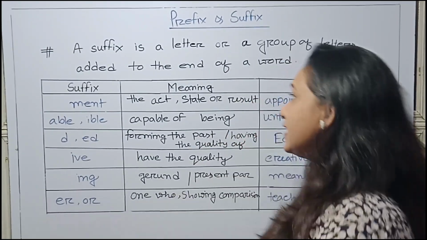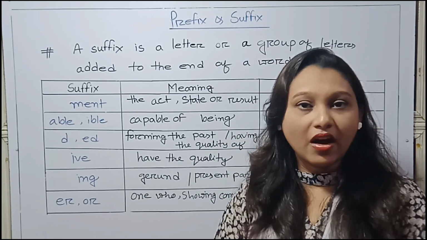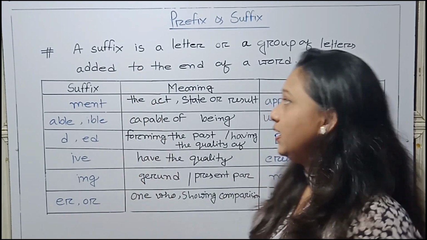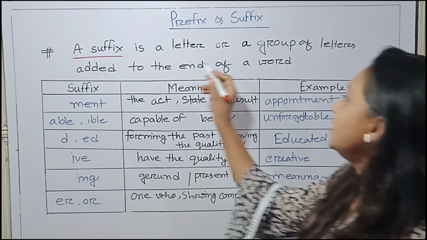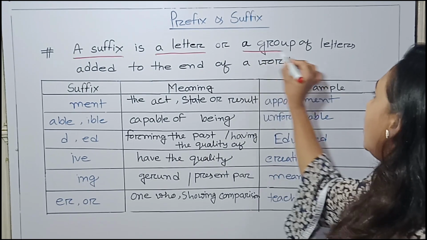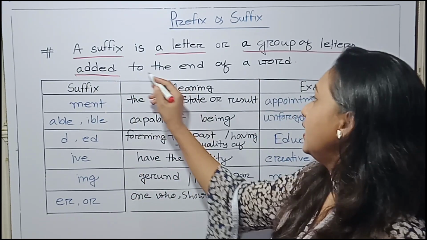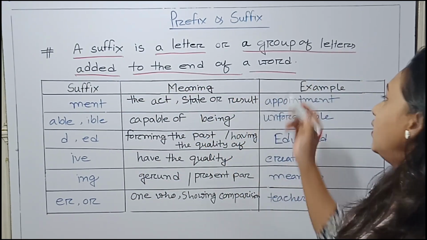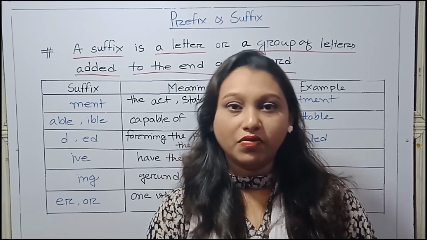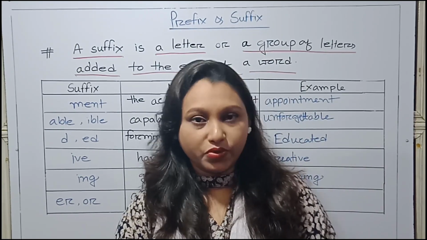Now dear students, let's turn to suffix. Already we have completed prefix. Now our turn is about suffix. What do you mean by suffix? Well, a suffix is a letter or a group of letters that we add to the end of a word. That means a root word, and we use prefix at the beginning of a root word.